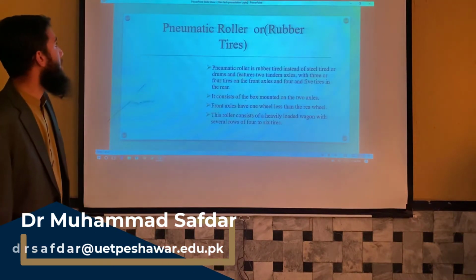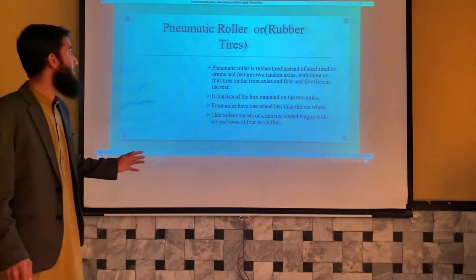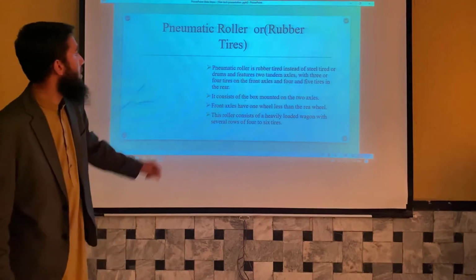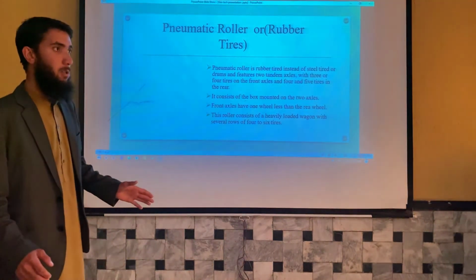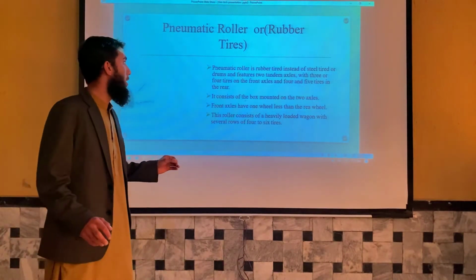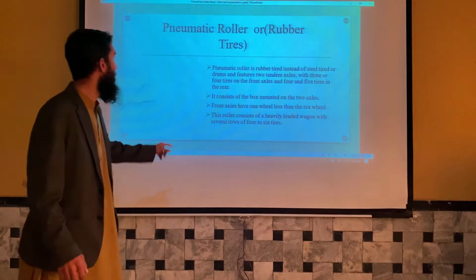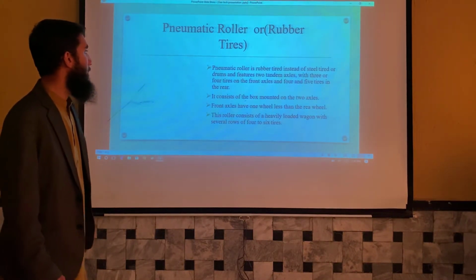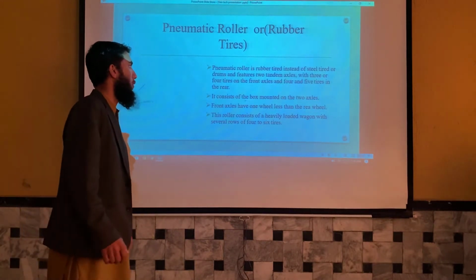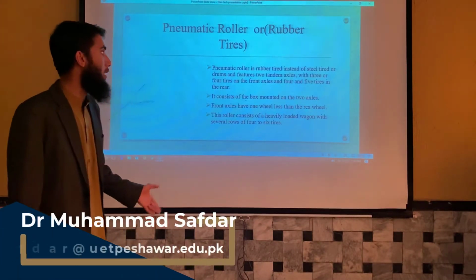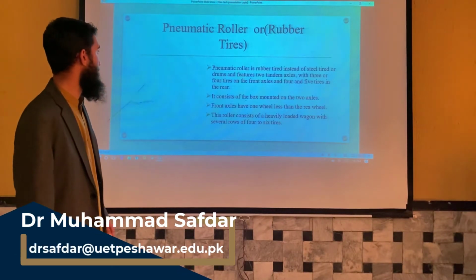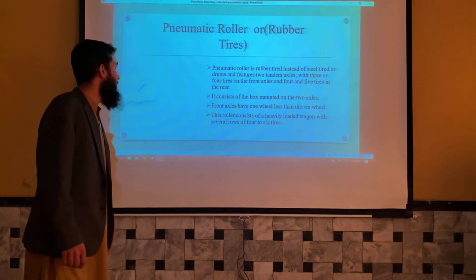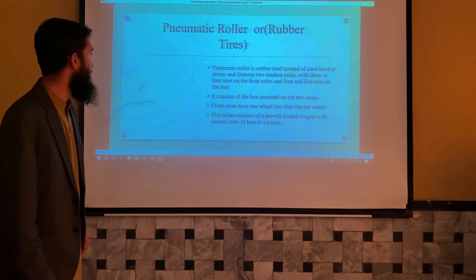The second one is the pneumatic roller or rubber tires. In this type of equipment, the tires are made of rubber instead of steel drums. It features two tandem axles with 3 or 4 tires on the front axle and 4 or 5 tires on the rear. This consists of a box mounted on two axles, with the front axle having one wheel less than the rear. It is a heavily loaded wagon with several rows of 4 to 6 tires.